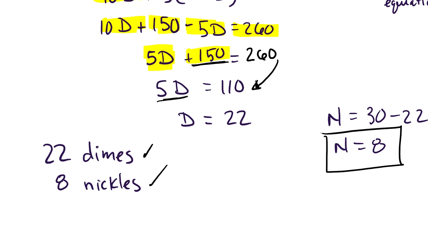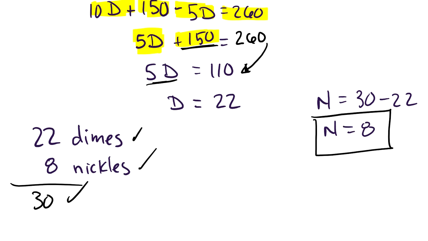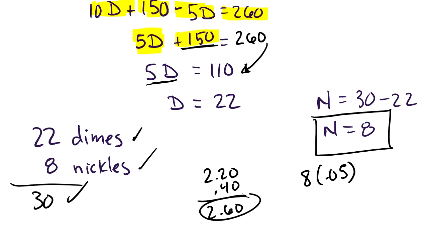Now, notice as a check, if I add these up, 22 plus 8 is indeed 30. So I've got 30 coins in total. And each dime is worth 10 cents. So that's 10 times 22 is $2.20. And each nickel is worth 5 cents. So if I take 8 and multiply that by 0.05, I believe I get 40 cents. 5, 10, 15, 20, 25, 30, 35, 40. I get 40 cents. And if I add 40 cents to the $2.20, I do get $2.60, which is what I should have had, right?